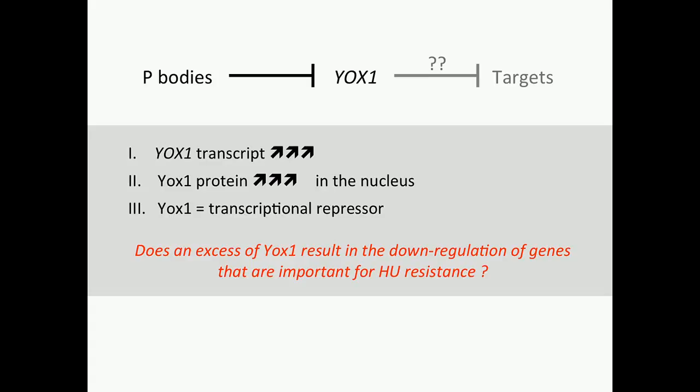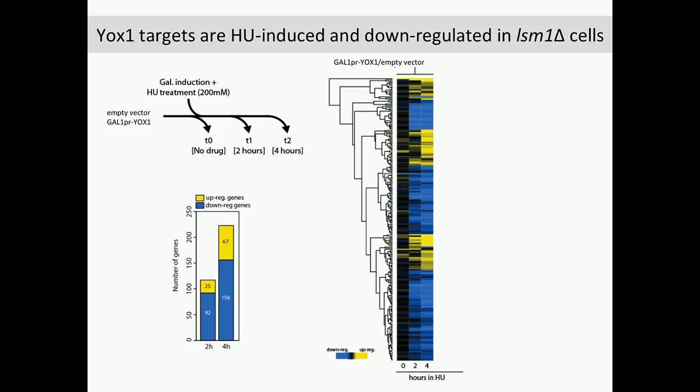So again, can you go to the next? Again, we used the RNA-seq approach, and this time in cells overexpressing YOX1, before and after HU treatment. And as you can see on this heat map, a large proportion of the genes are downregulated when we overexpress YOX1. So these genes are indicated in blue.